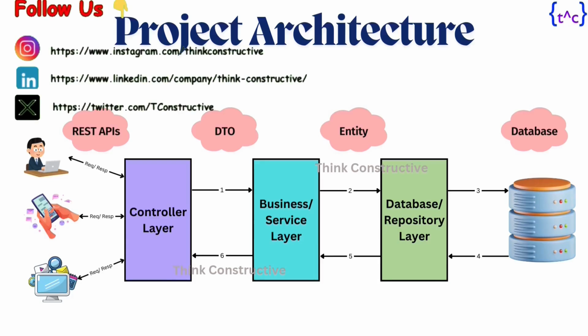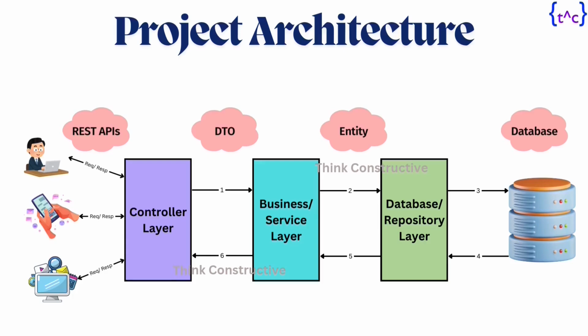And similarly, the entity you are seeing here is the exact entity we are sending and receiving from the database. Further, that entity will be converted to a DTO at the business or service layer, sent back to the controller layer, and the controller layer will send data transfer objects back to the client. All right, so I hope this project architecture is very clear to all of you.